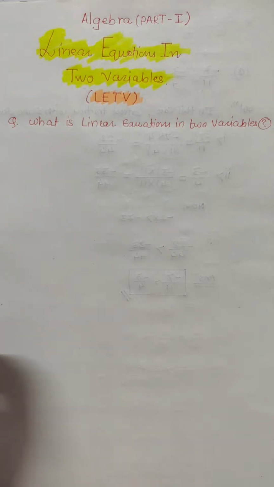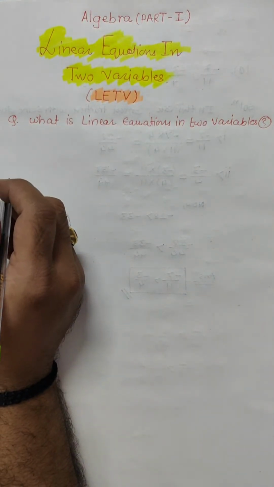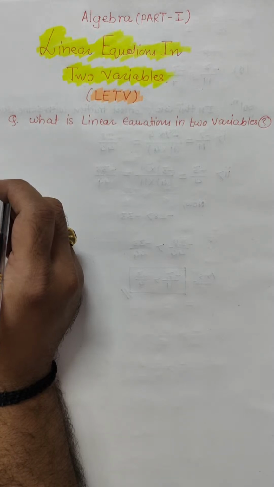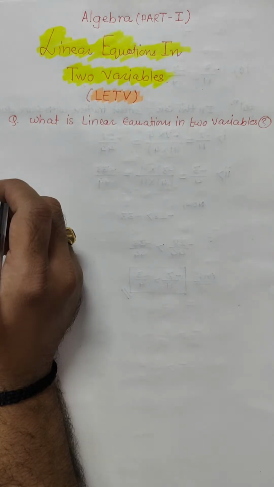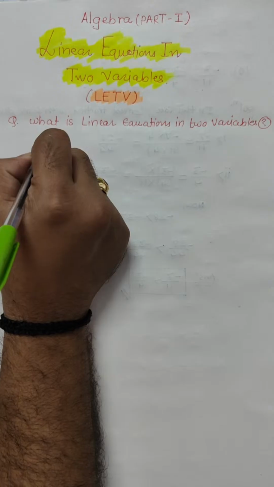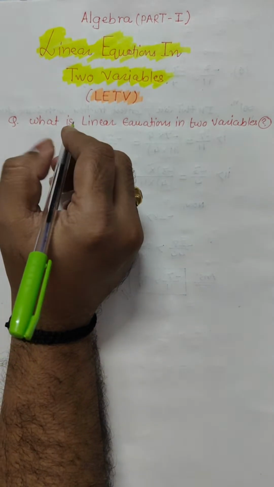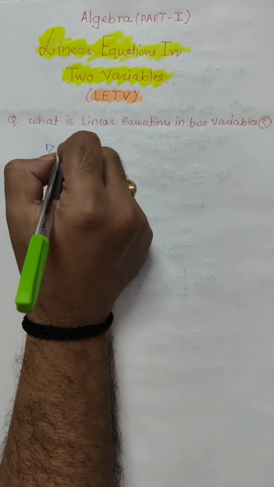Number one, an equation which contains two variables and the degree of each term containing a variable is one is called a linear equation in two variables. There are two conditions. Number one, it has two variables.